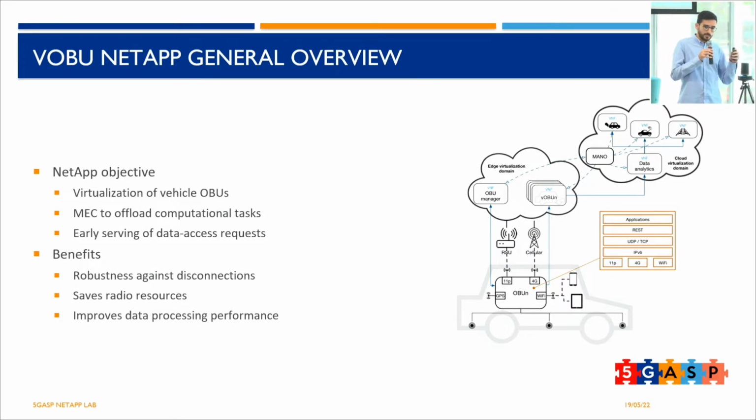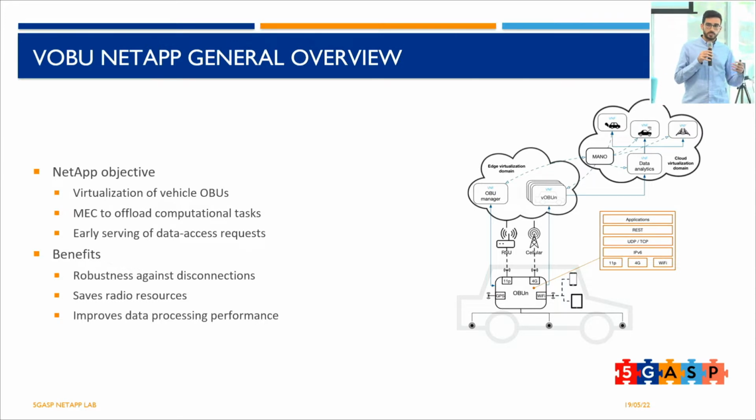What do we get with this? In first place, we obtain robustness against disconnections, as we have this kind of virtual entity that is like a copy of what we have in the vehicle. We know that in vehicular networks we have some kind of problem with disconnection. So we have that information stored in our virtual counterpart in the cloud, so we are still able to gather some information and to continue monitoring the services.